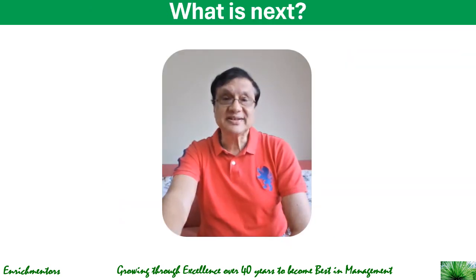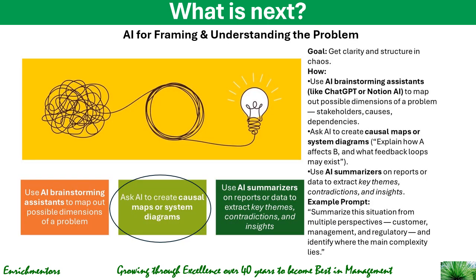So what do we do next now? In the next lecture, we will look at the second part of framing and understanding the problem. We will take a look at how you can ask AI to create causal maps or system diagrams.